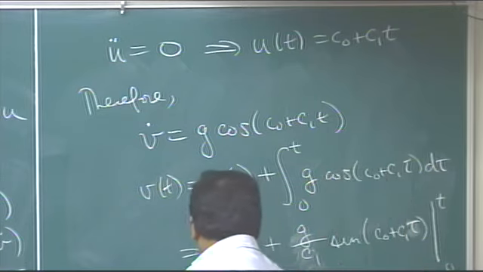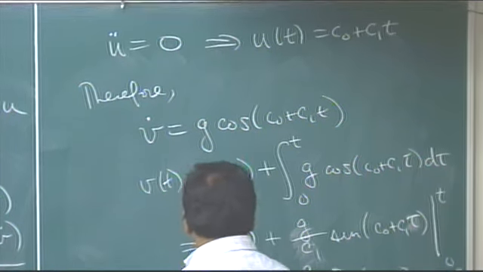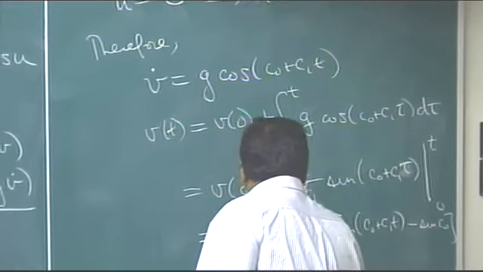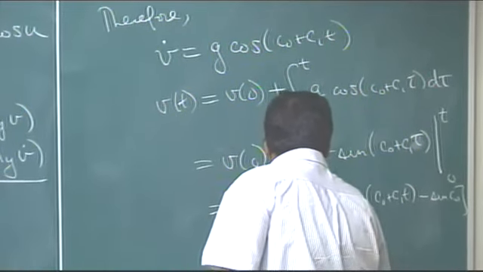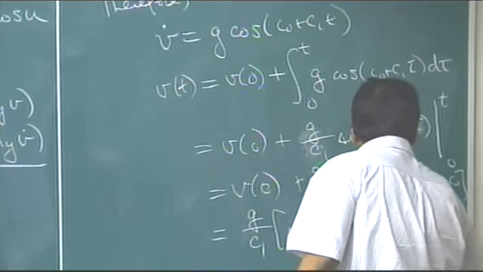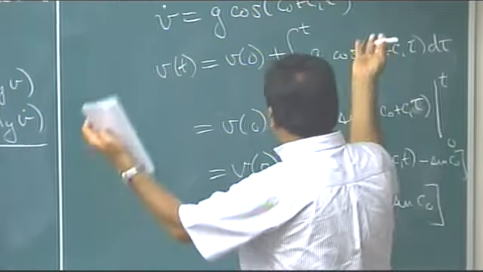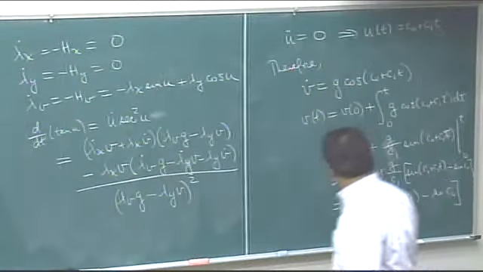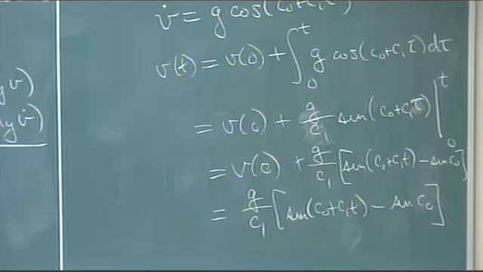But v at 0 is equal to 0, right? I gave you that as the initial condition. So this just gives you g over C1 times the sine of C0 plus C1t minus the sine of C0. So I can integrate this. This is the simple calculus integral. The only thing I don't know in those equations is C0 and C1.